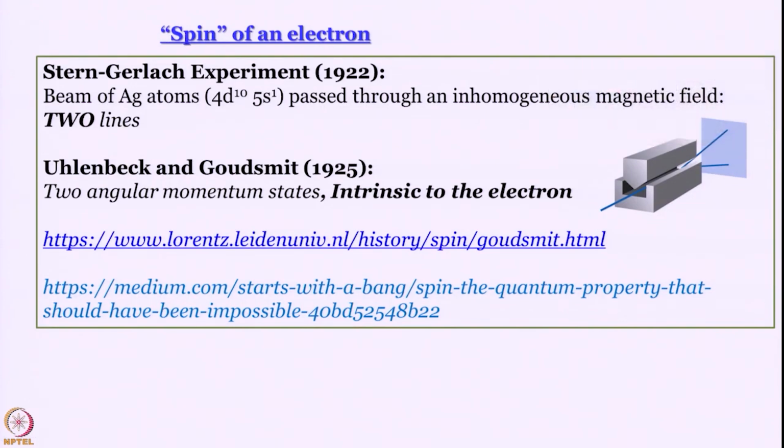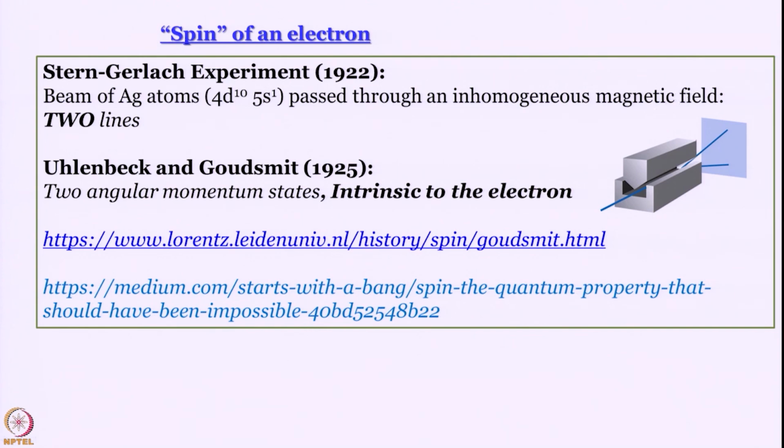But before that, for a 2 electron system, it is not enough to talk only about the spatial part of the wave function. We have to take care of something else. Once again we have heard about this quantity, the spin of an electron. The origin of spin of the electron goes back almost 100 years, when Stern and Gerlach performed this experiment in which they passed a beam of silver atoms through an inhomogeneous magnetic field, and then they obtained 2 lines.